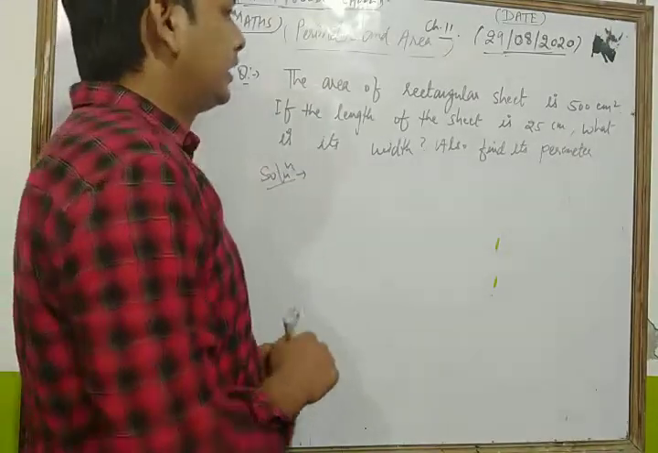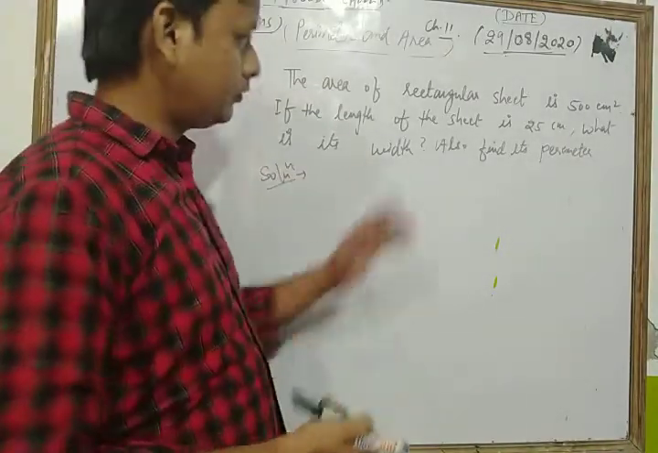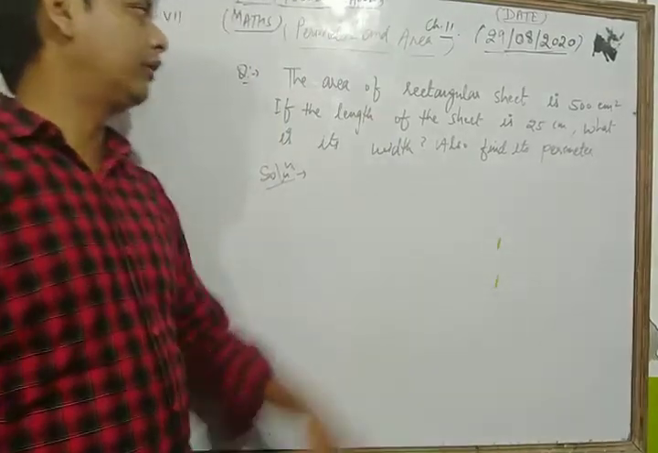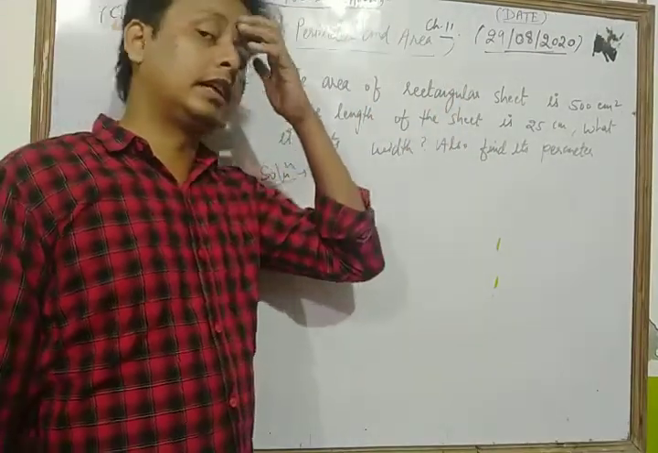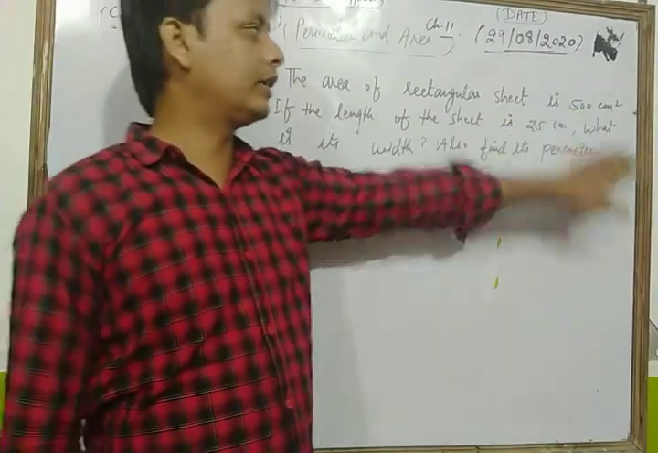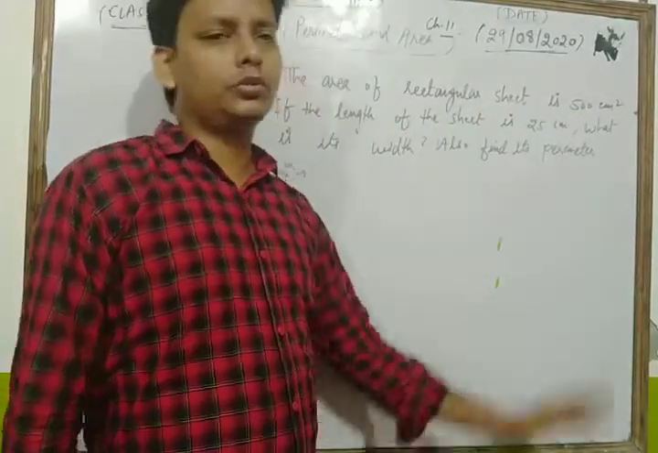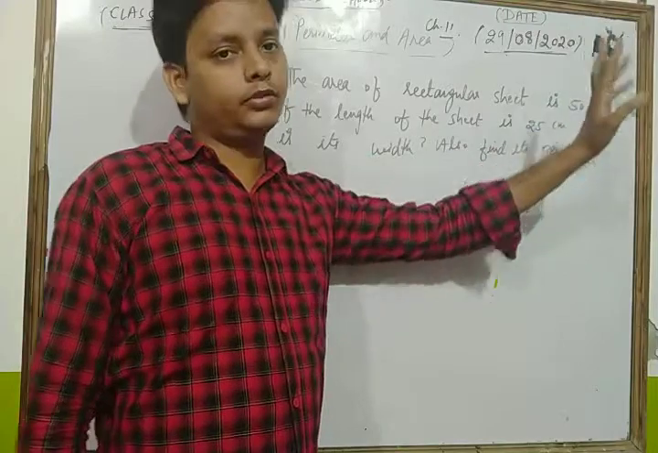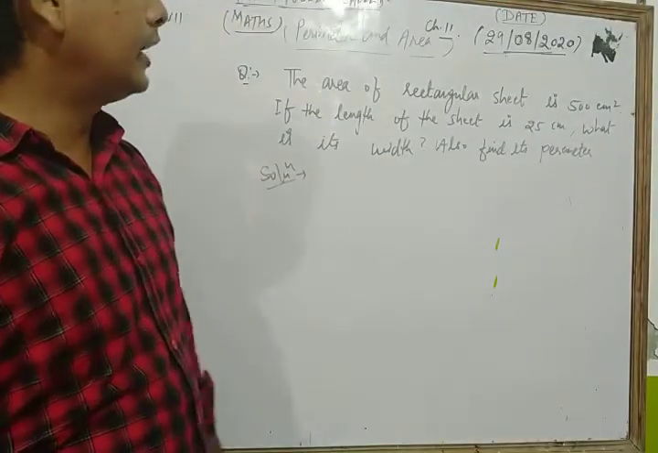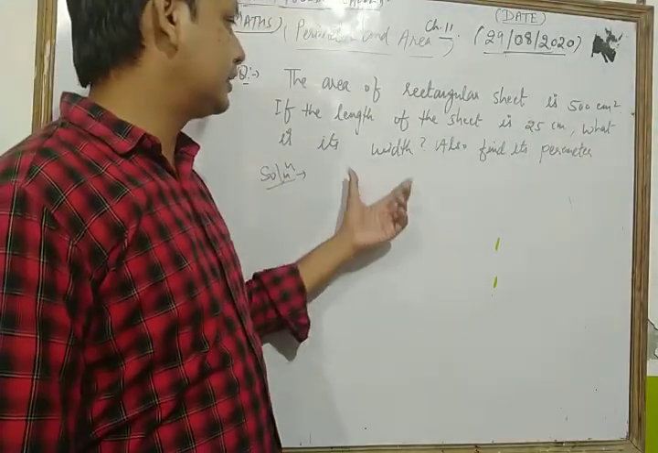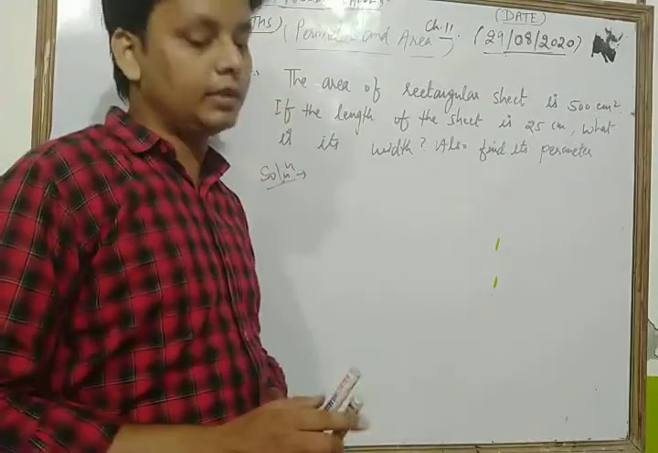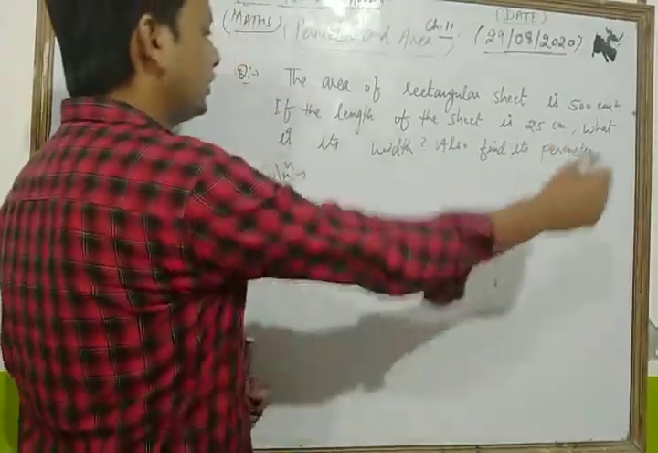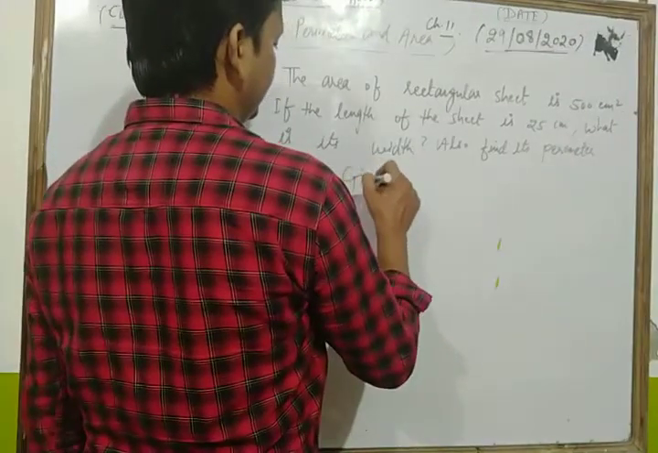Dear student, let's see very carefully. In that question we have the area of the rectangular sheet, which is 500 centimeter square, because area is in square units, as given in the question. If the length of the sheet is 25, what is its width? Also find its perimeter. First of all, we write what is given in our question, then we solve it.